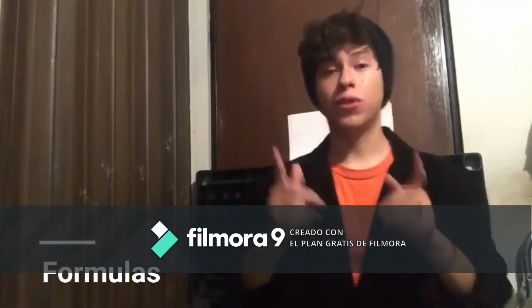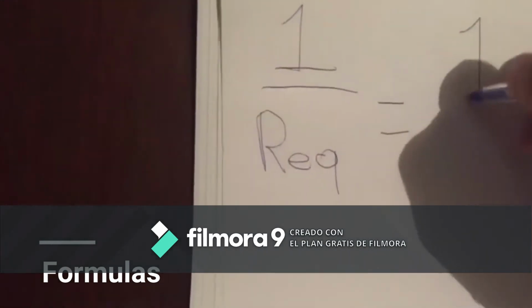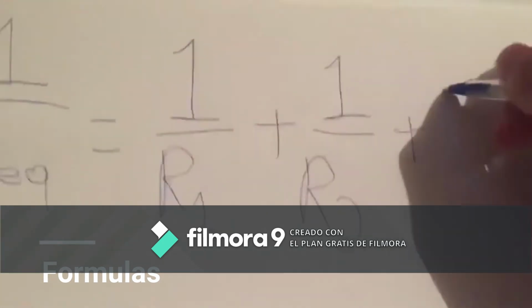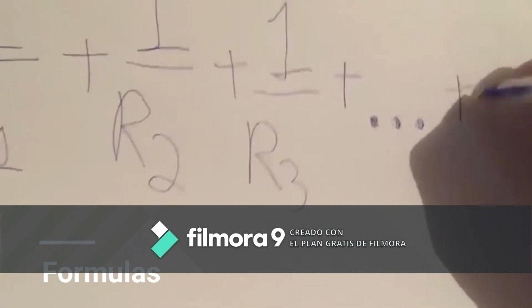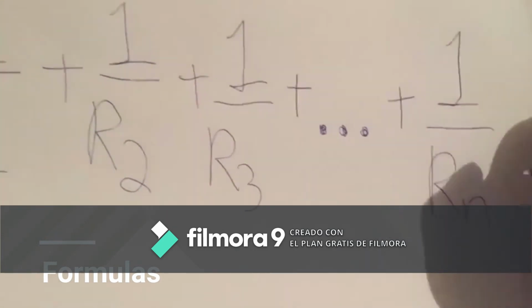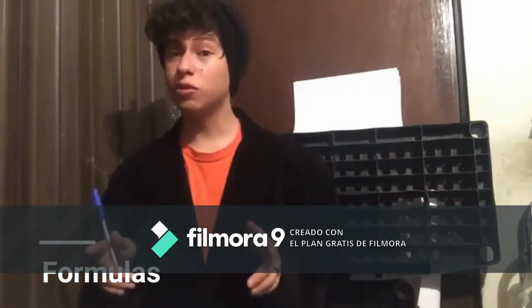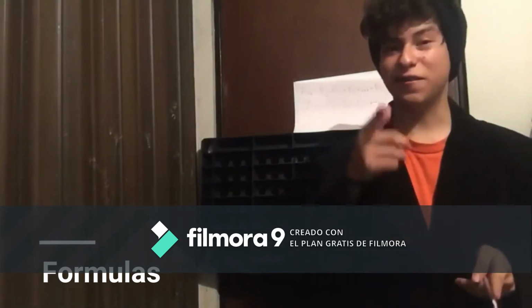Now the next thing I'm going to explain is this. The reciprocal of the equivalent resistance is equal to the sum of the reciprocals of the resistances that form the circuit. In order to determine the equivalent resistance of two resistors in parallel, it can be calculated in the following way.